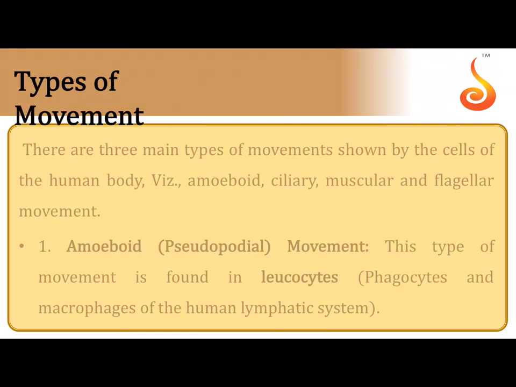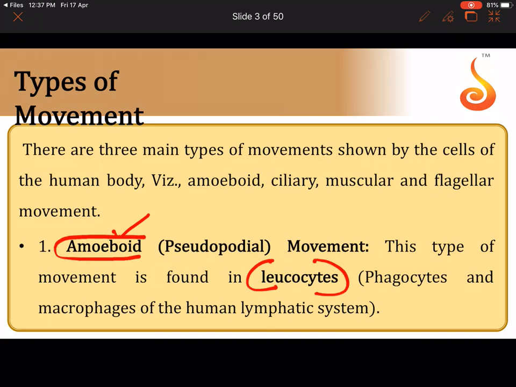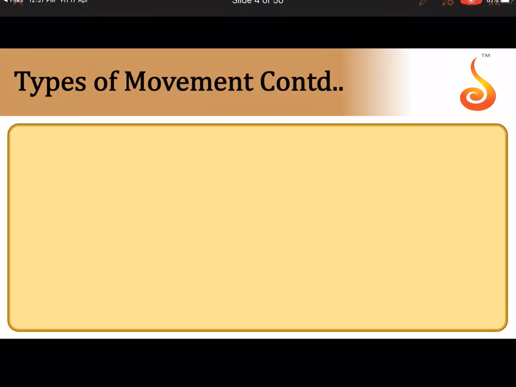What are the types of movements in the animal body? For example, we have cells like WBCs which don't have a definite shape and which move around in your tissues. They come out of your blood vessels and move into the surrounding tissues with the help of pseudopodia. This type of movement that we see in the human body is called the amoeboid or the pseudopodial movement.